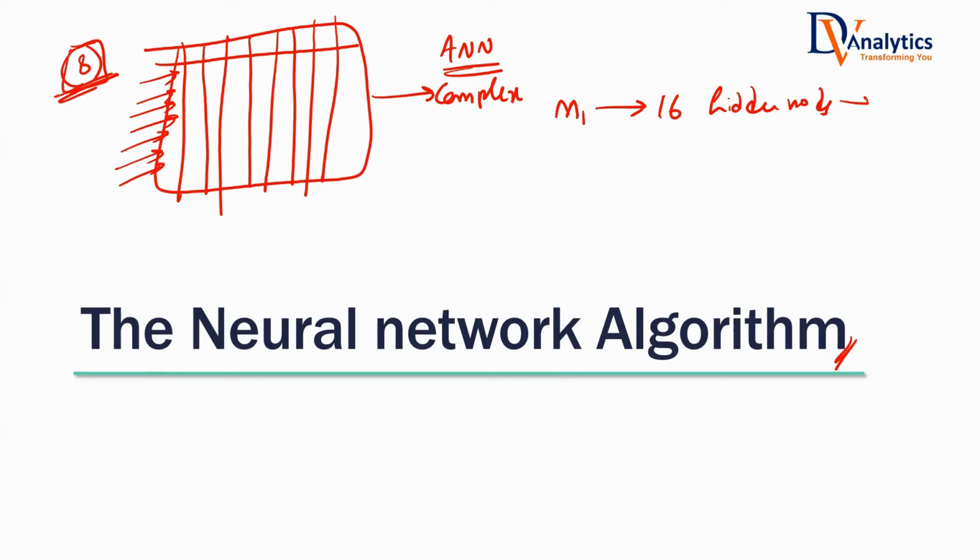With 16 hidden nodes, what will happen? Overfitting will happen. That means you will observe on the training data, let's say, 96% accuracy. You have built this model M1 with 16 hidden nodes, and you got a train accuracy of 96%, and, let's say, a test accuracy of 62%.